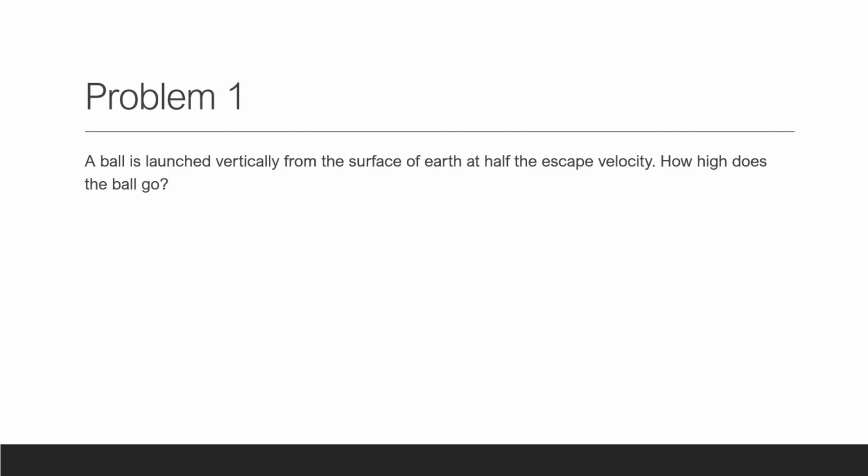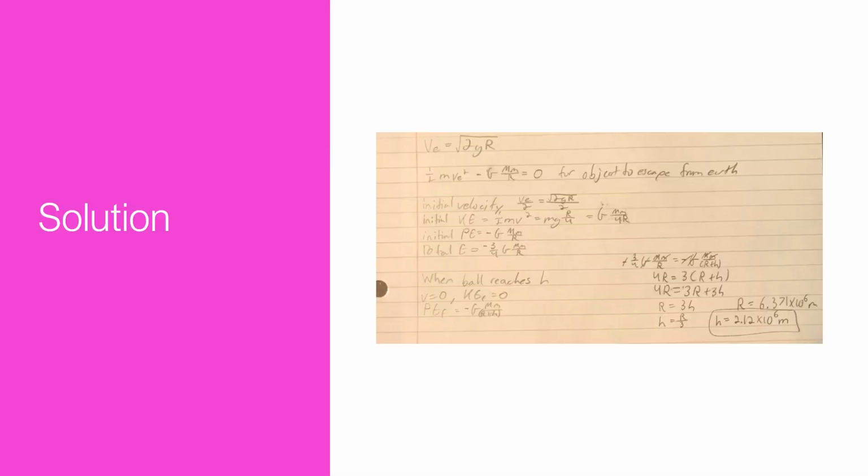So a ball is launched vertically from the surface of the Earth at half the escape velocity. We want to find out how high the ball will go. So this is a theoretical solution. We use the escape velocity, root 2GM over R, R being the radius of Earth.